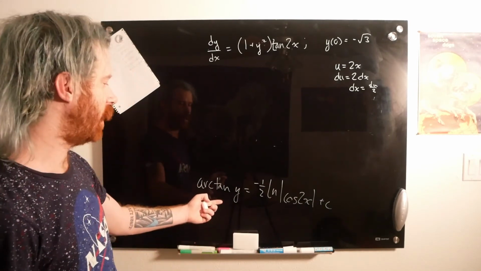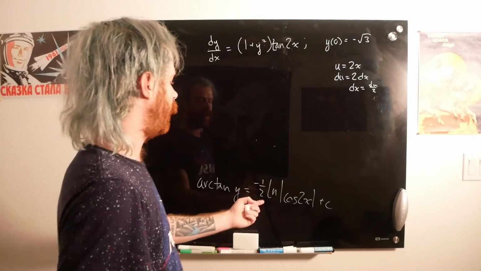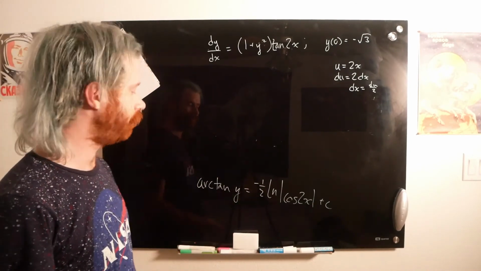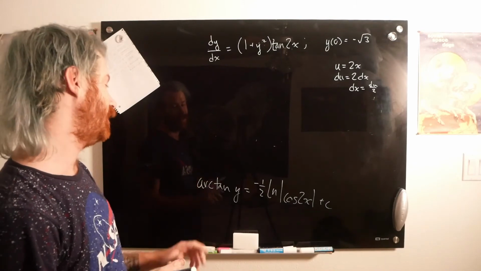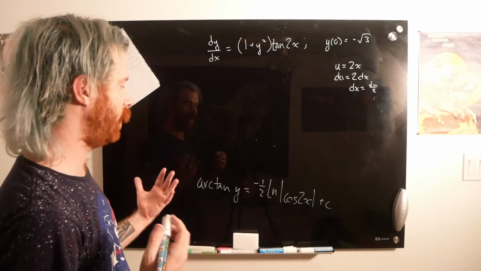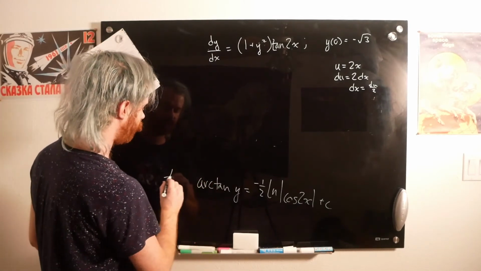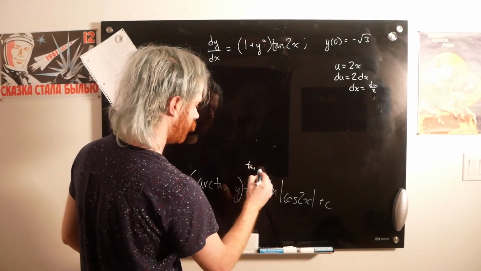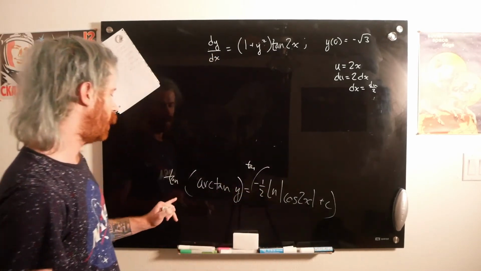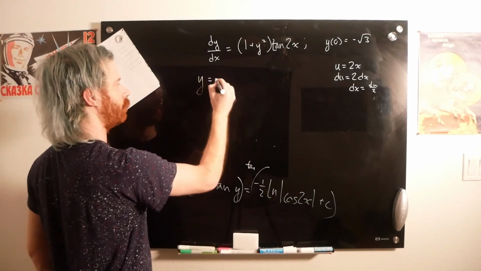So arctangent of y, let me make sure that you can see this. Yeah, okay. So arctangent of y equals negative 1/2 times the natural log of cosine of 2x plus c. What is the inverse of arctangent? It's going to be tangent, right? So let's take the tangent of both sides. When you take the tangent of this side, you're going to undo this function right here, leaving you with just y.